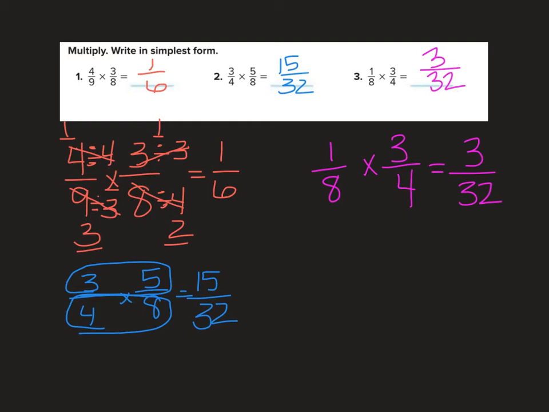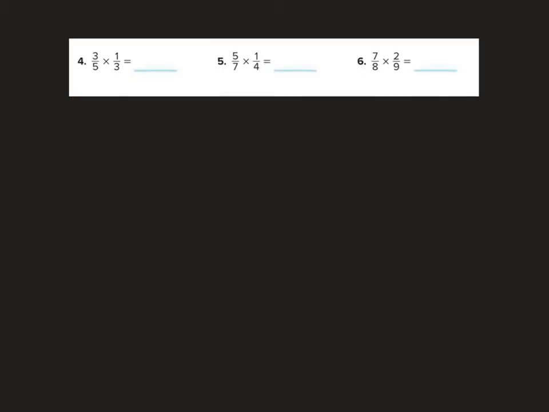Alrighty. 3/5 times 1/3. Okay, if I look crosswise here, I can divide by 3, divide by 3, and get 1 and 1. So now I'm doing 1 times 1 is 1. And 5 times 1 is 5. So my answer here would be 1/5.